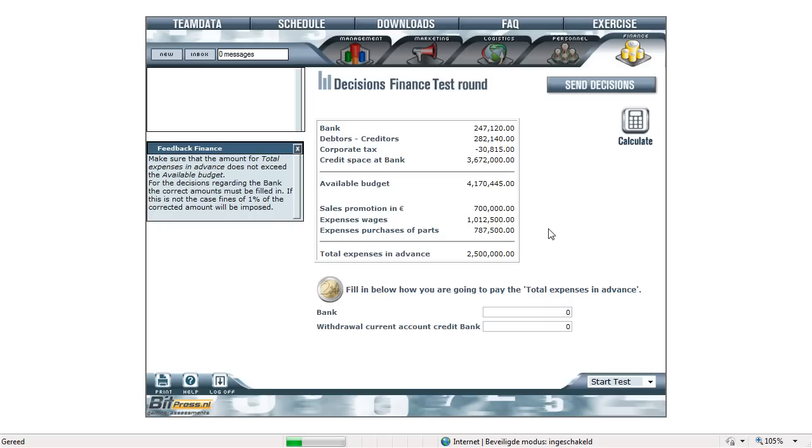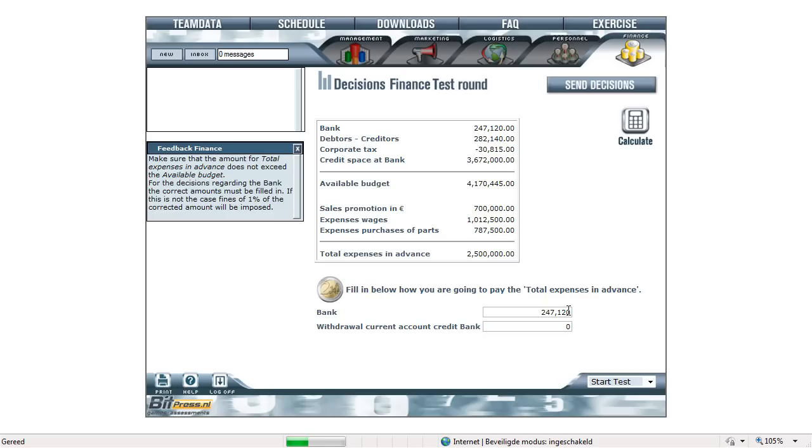The total expenses in advance consist of the sales promotion. These are the decisions we have made in marketing. The expenses for the wages of the temporary personnel and expenses for the purchases of the parts. Below you can fill in how you are going to pay the total expenses in advance. First of all, you fill in as much money as possible that you can take out of your bank account, because we get 0% interest on that.